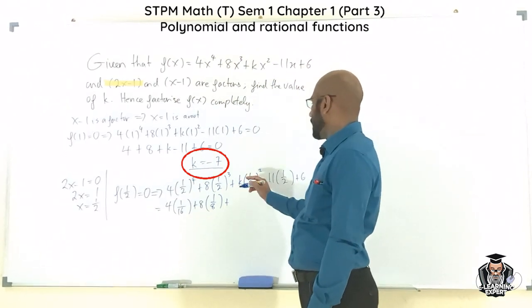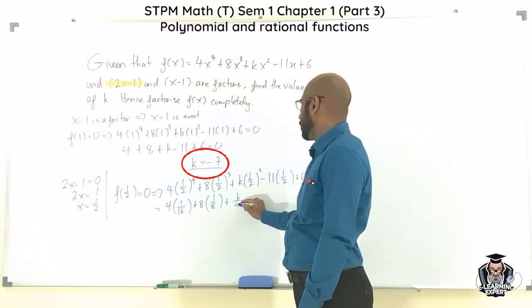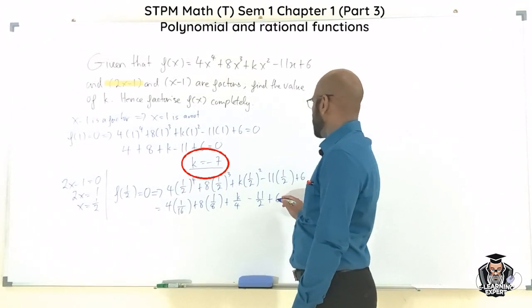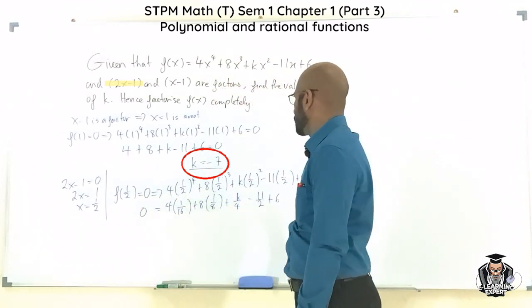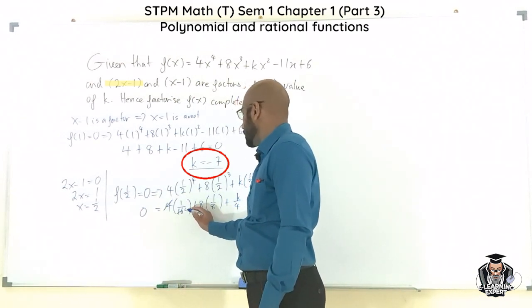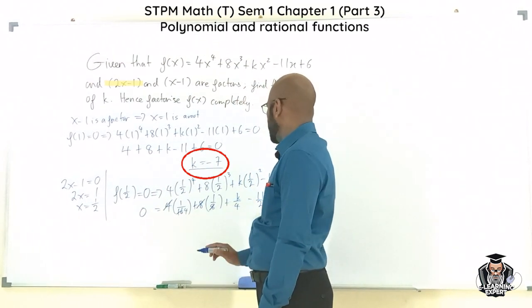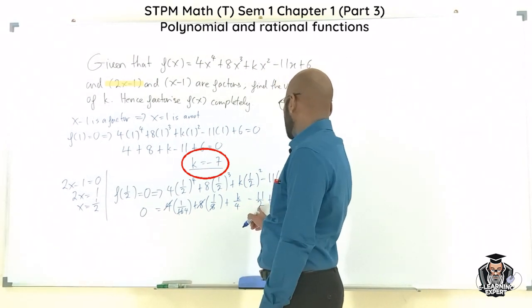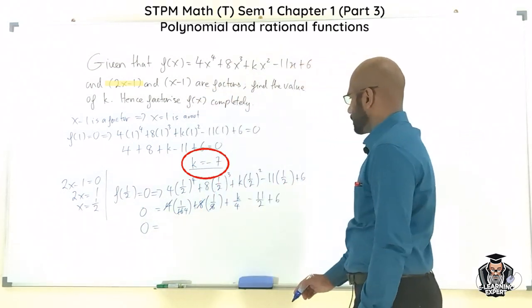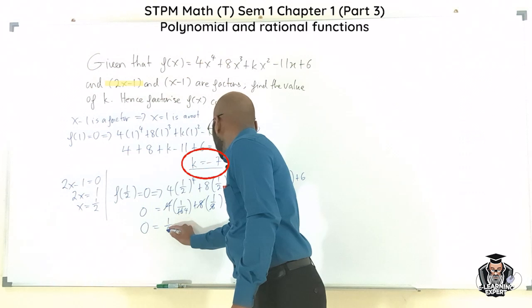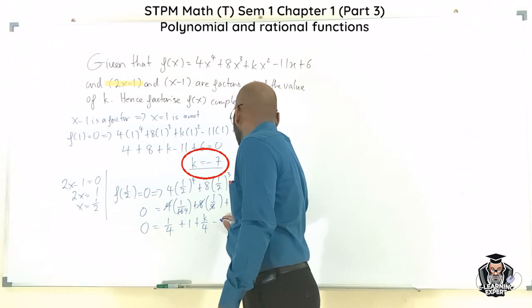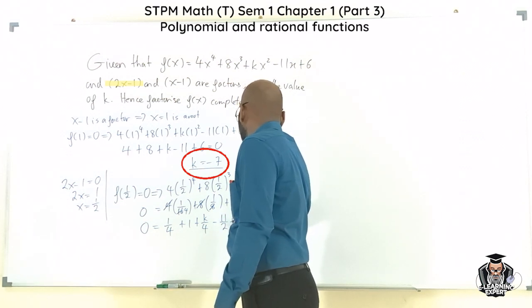So this is going to be half squared. So we're going to get k over 4 minus 11 over 2 plus 6. And again, it's got to be 0 because it's a factor. So let's leave the 0 over there. Let's cancel off. So this is 1 over 4. These two cancel off each other. And we've got 11 over 2 plus 6. So we have 0 equals 1 over 4 plus 1 plus k over 4 minus 11 over 2 plus 6.